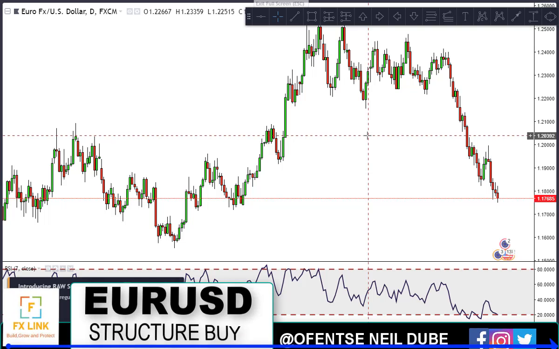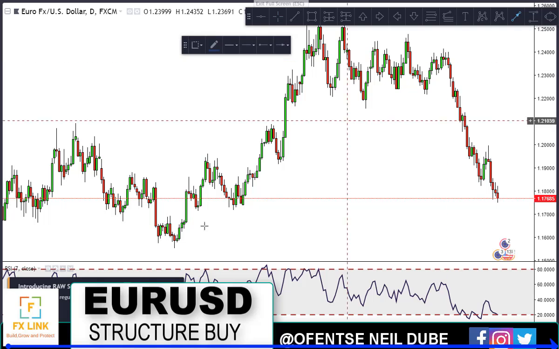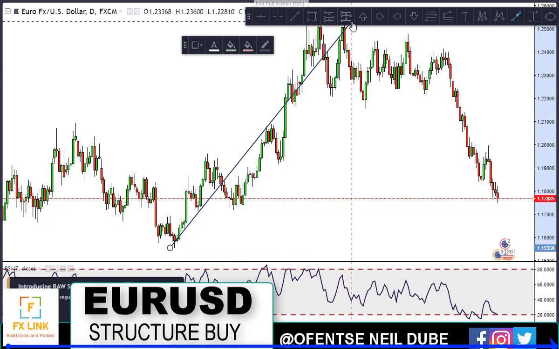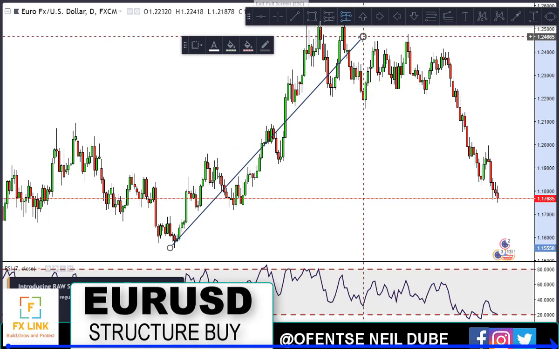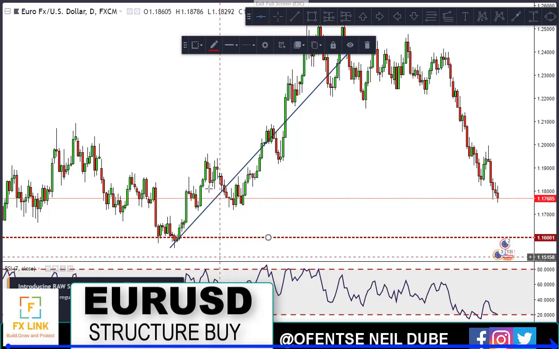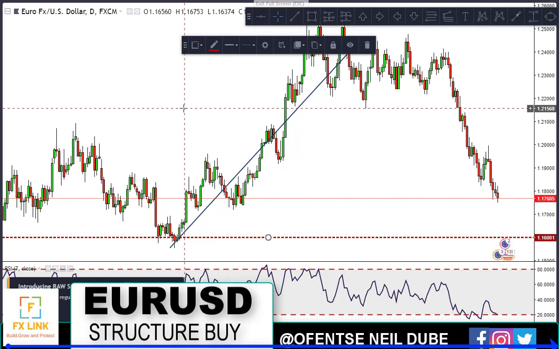Currently, the first thing that you always want to do at FX Link is to be able to identify the overall direction of the market. And it's pretty evident the price action is an overall uptrend. As you can see, this is our lowest low, and price action currently shot up. To date, we haven't been able to violate the structure level. So we're currently still in an uptrend.